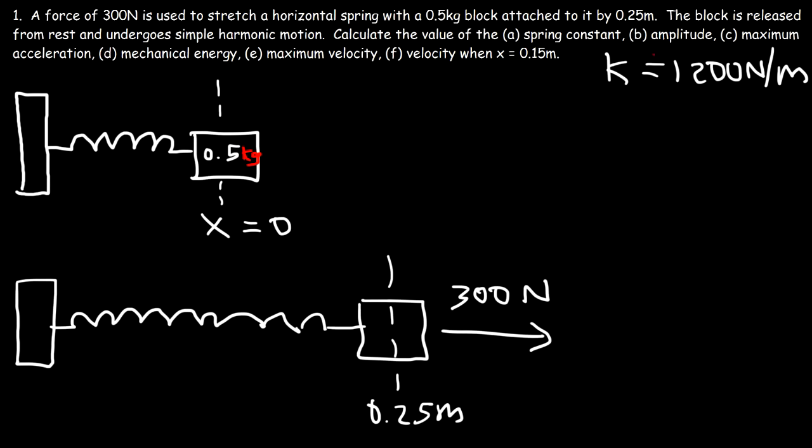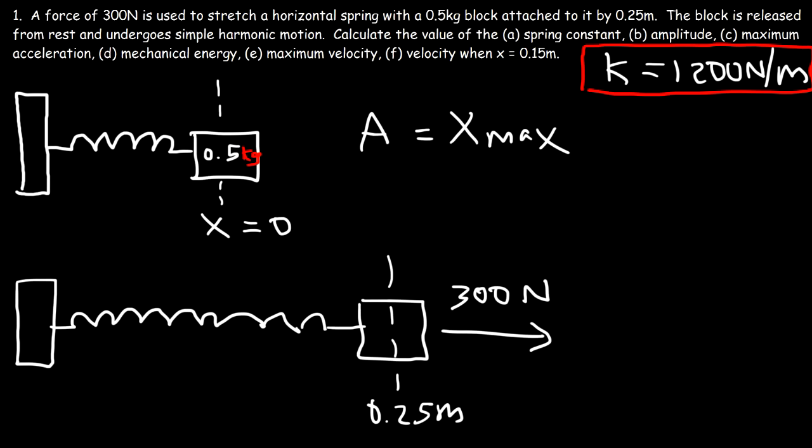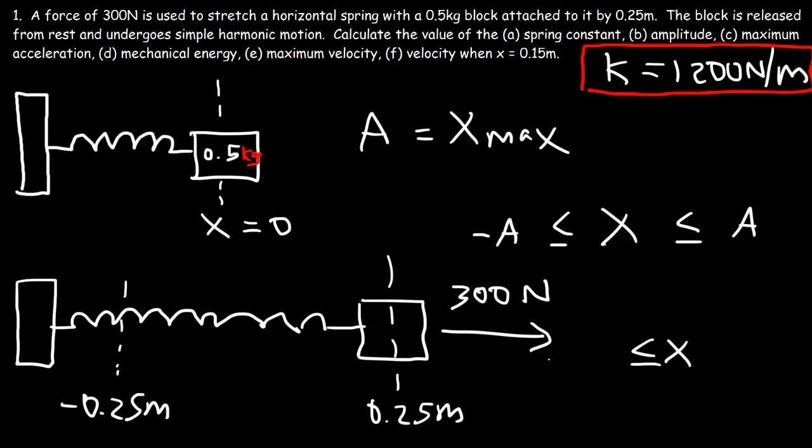So now let's move on to part B. What is the amplitude of this mass spring system? The amplitude you need to know is the maximum displacement. Basically, it's the maximum value of x. Now, we stretched the spring by 0.25 meters. So the spring is going to oscillate between negative 0.25 and 0.25. It doesn't have enough energy to go beyond that. So x can vary between negative A and A. So x could be anywhere between negative 0.25 and 0.25.